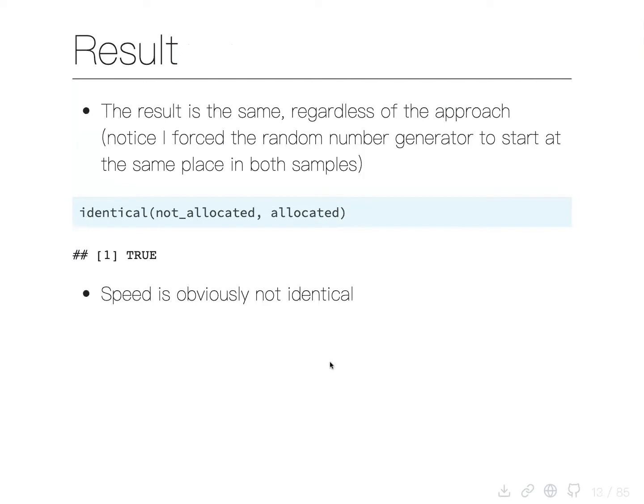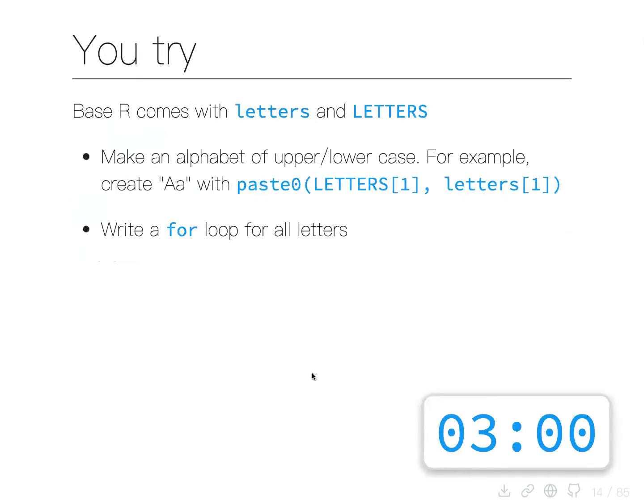Okay, we can also see, because I set the seed on these, that the results of these two things are exactly identical, right? If I call identical on not allocated and allocated, I get true. Okay, so the result that we get is exactly the same, but speed is obviously not the same. Okay, so that's a very quick introduction to for loops.